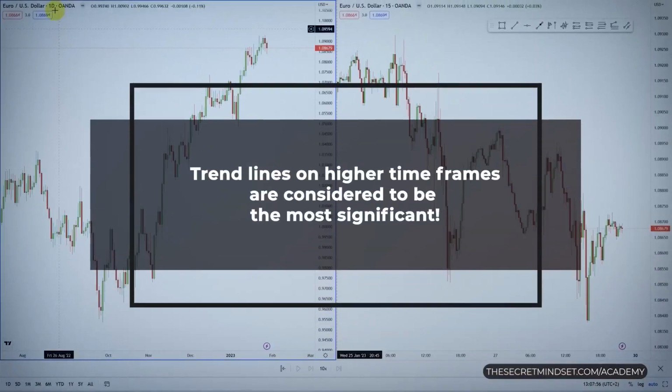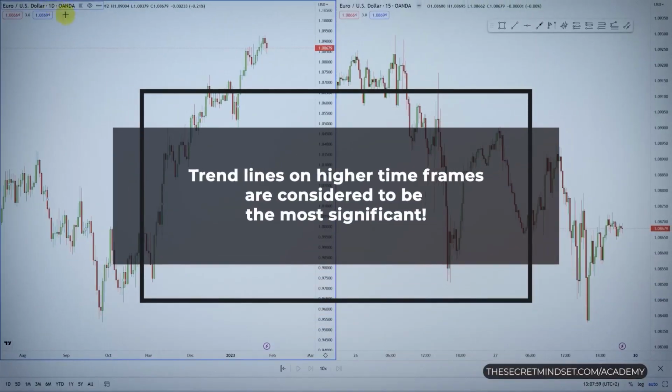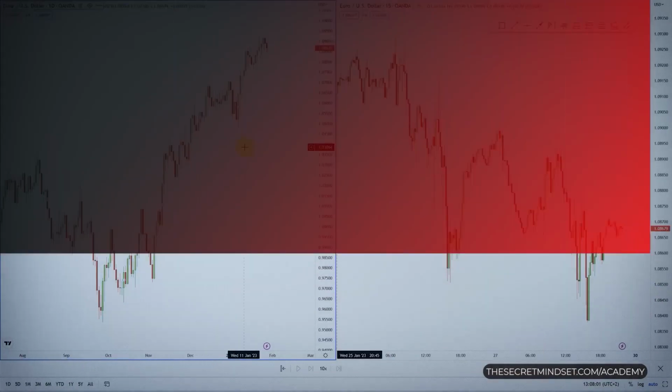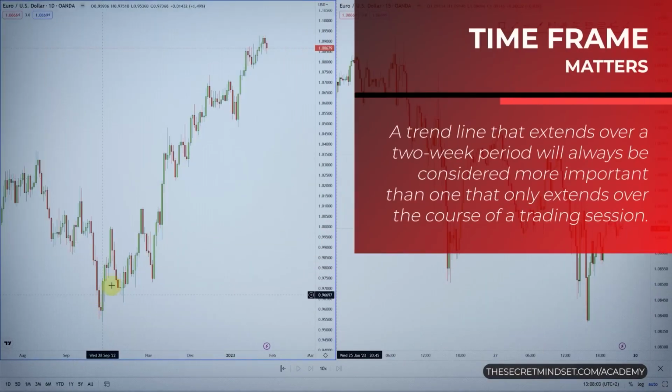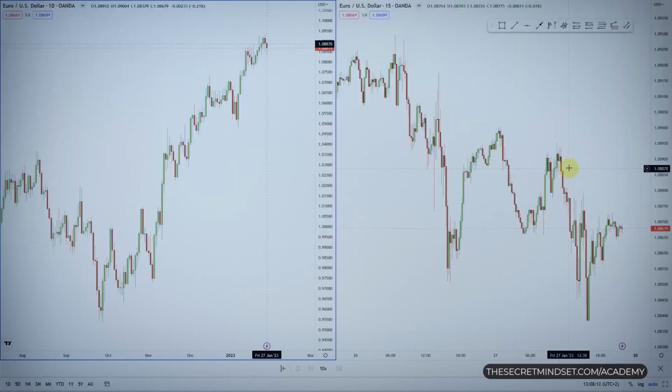Trend lines on the higher time frames are considered to be the most significant. For instance, a trend line that extends over a 2-week period will always be considered more important than one that only extends over the course of a trading session. To achieve the best results, it's better to use higher time frames. It increases the reliability of the analysis.